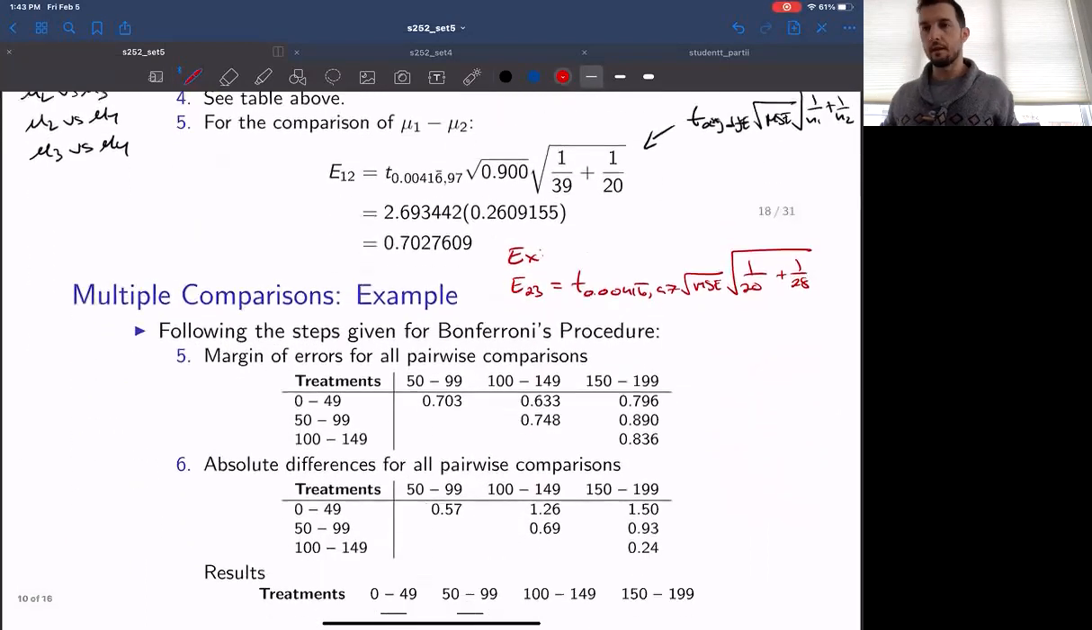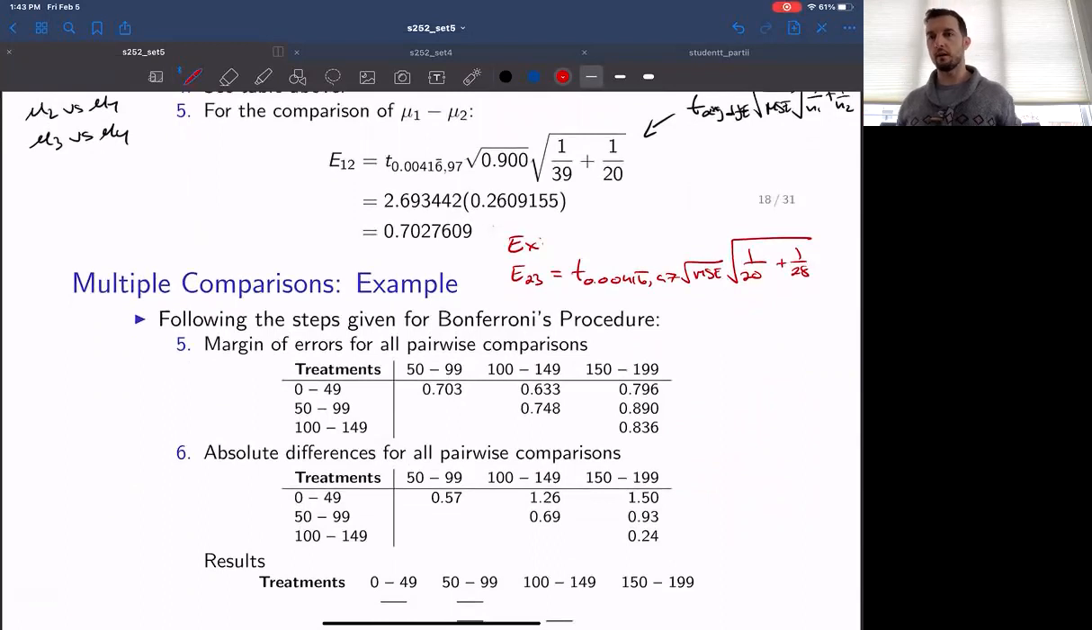Okay. Once we compute the margins of error, we can construct them in a table like that given in step 5 here. So here I have a table of E. This 0.703 here is just the value that I showed here. Each of these values in the table is computed using the margin of error formula, and the only difference between the values is the sample sizes associated with the comparison.